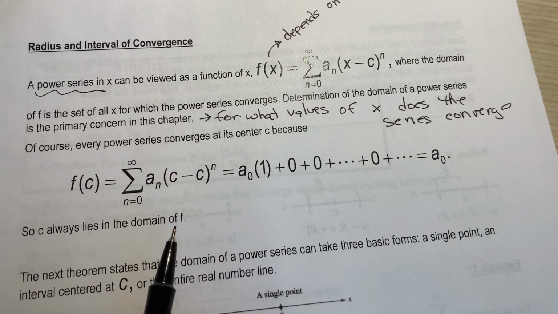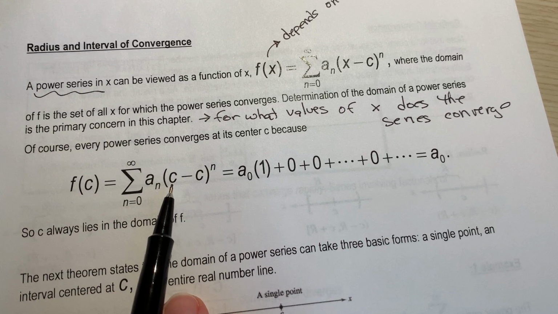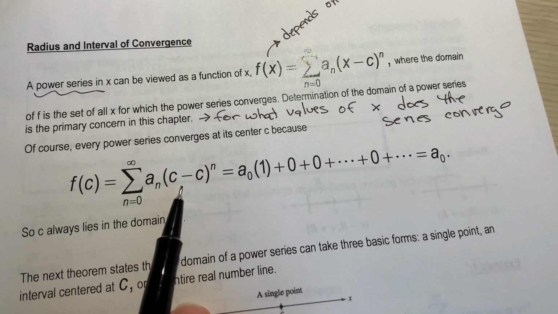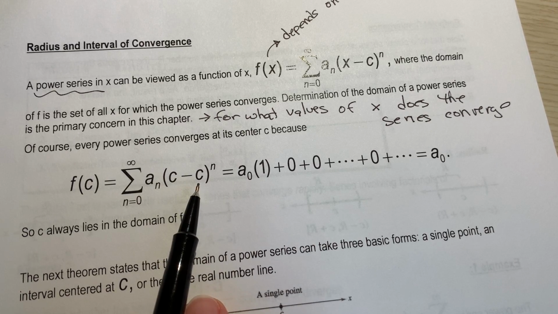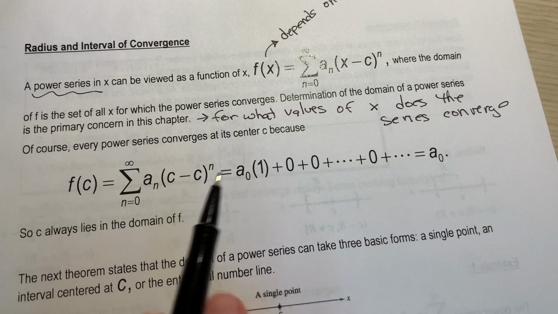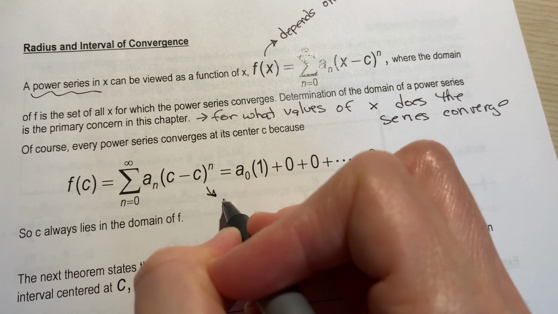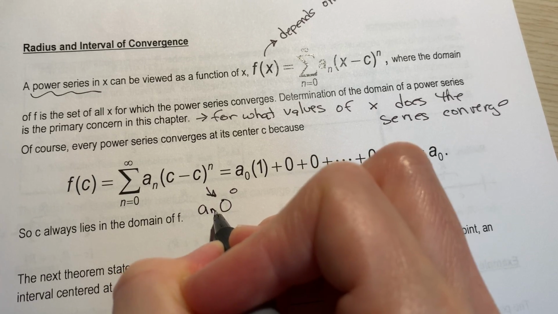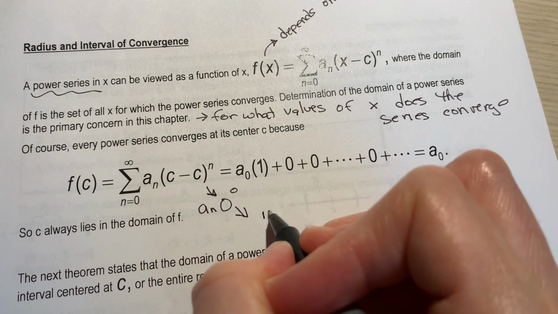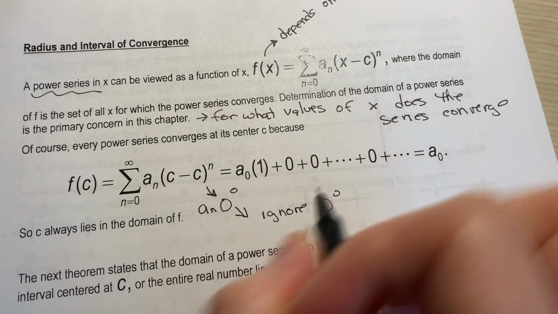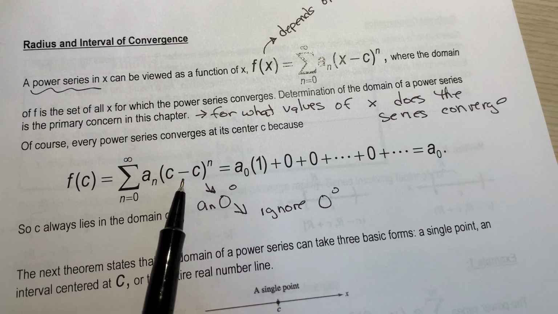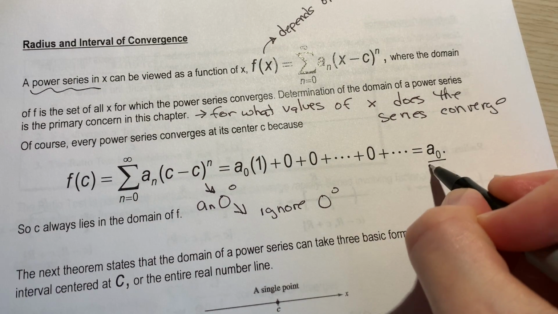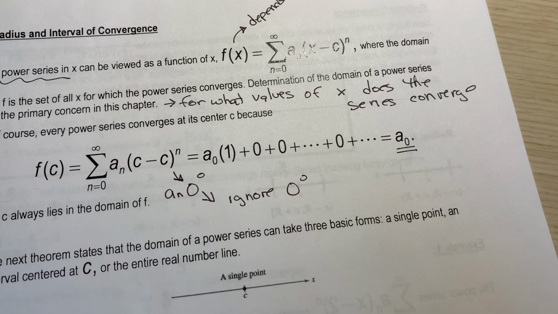This one I just wanted to point out: if you plug in the same number as your center, you get a 0 here, since this was x minus c. Technically, this term would be 0 to the 0 times a sub n, but they just ignore that. So they say all these terms are 0, and the sum of the series is a sub 0.